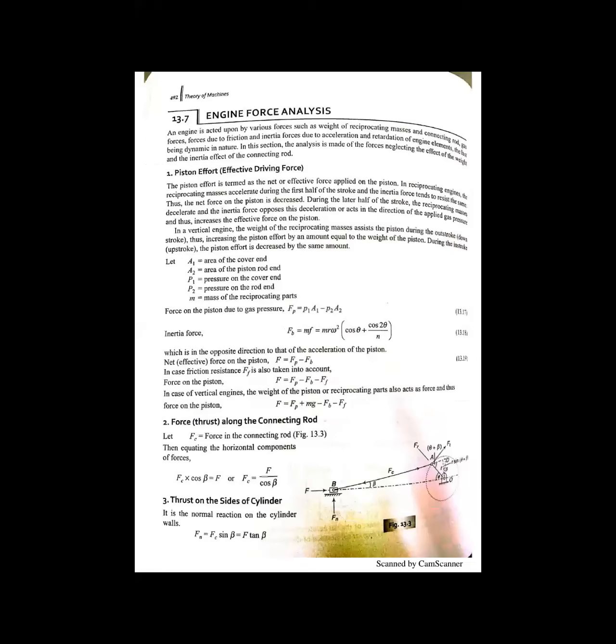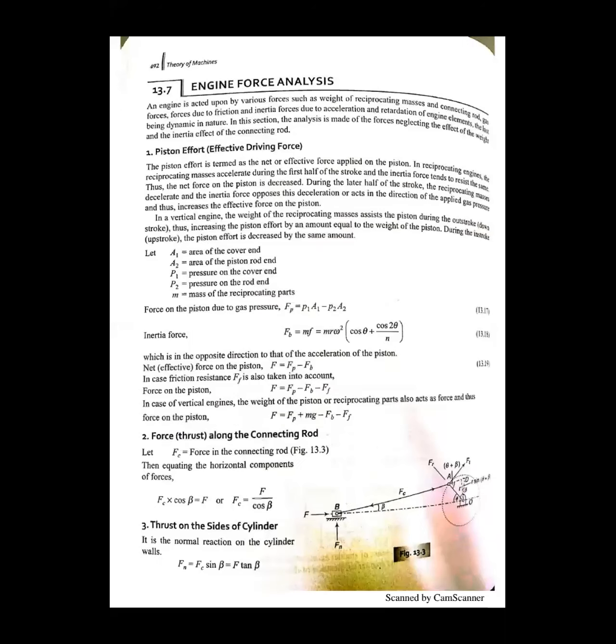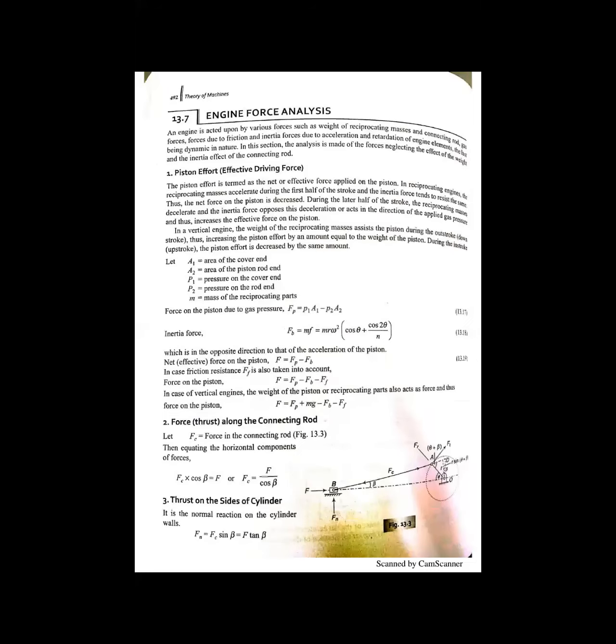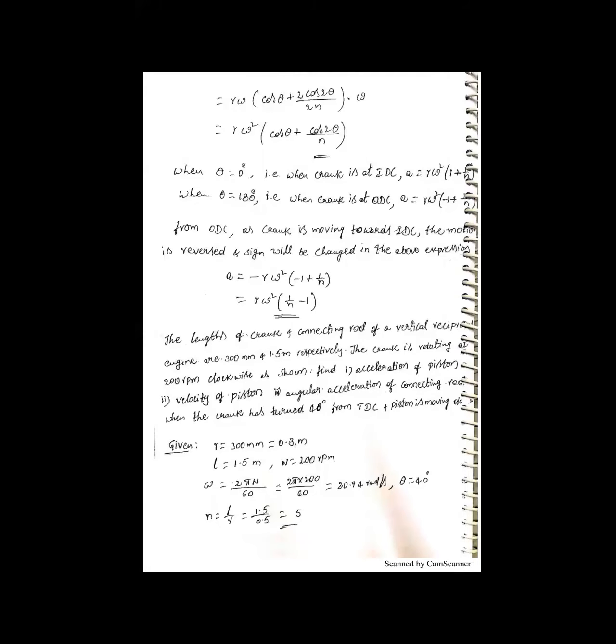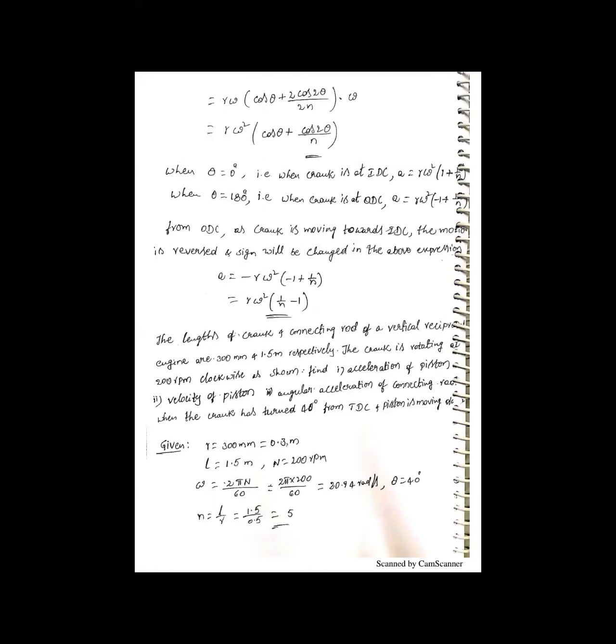So let us rewind the earlier class. That is the velocity and acceleration of the piston rod. We already made the particular derivation. So observe that the velocity value is V equals omega r into sine theta plus sine 2 theta by 2 into square root of n square minus sine square theta, and the acceleration value is omega square r cos theta plus cos 2 theta by n.